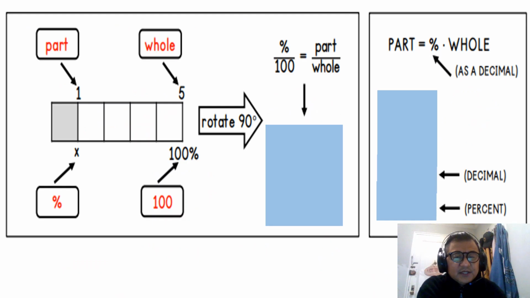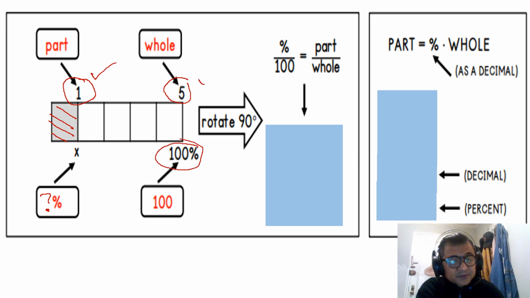Okay, now let's try to solve this. So now you would see that one is a part out of the whole thing. The whole bar is made up of 5 parts. And then I want to know how big is the shaded part in terms of percent. That is the missing percent. And I know if it's the whole thing, it's going to be 100%. I know this, I know this, I know that. I put them all in a proportion.